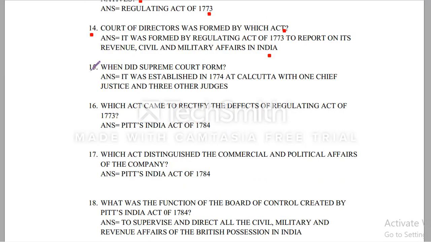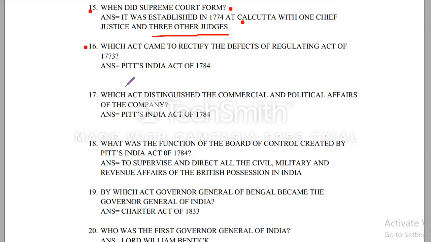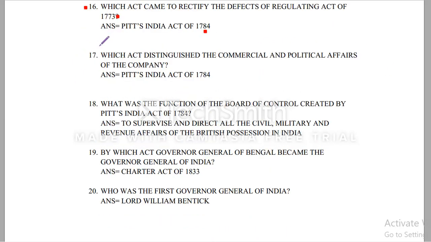Next question, when was the Supreme Court formed? Answer is, it was established in 1774 at Calcutta with 1 Chief Justice and 3 other judges. And the year was 1774. Next question, which act came to rectify the defects of Regulating Act of 1773? Answer is Pitt's India Act of 1784. It came to rectify the defects of Regulating Act of 1773.